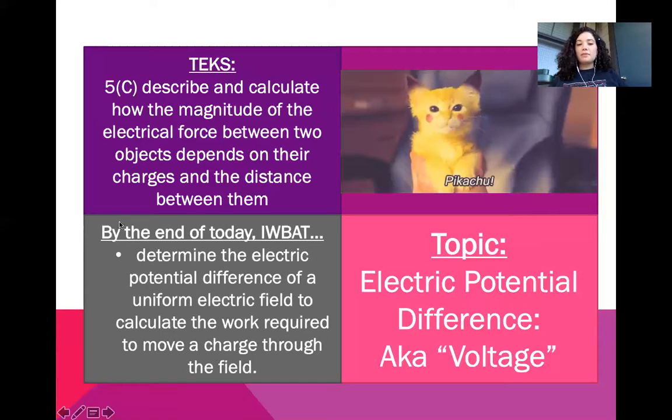Something that should be a little bit familiar in here, though, is we're going to be calculating work. Instead of the work being done by us pushing or pulling something, though, or friction, we are actually going to be talking about the work that an electric field is doing to move a charge.